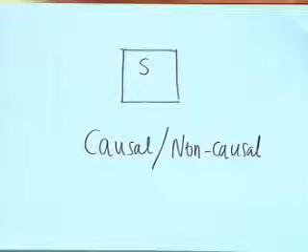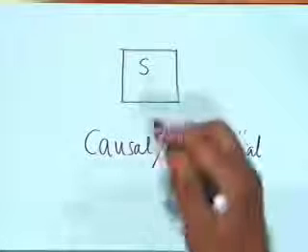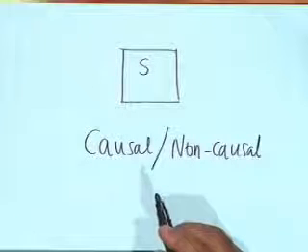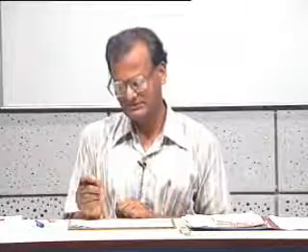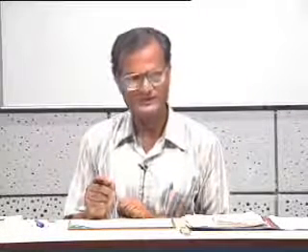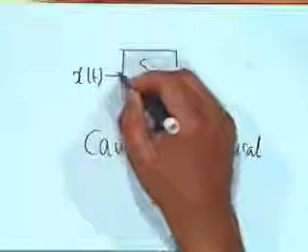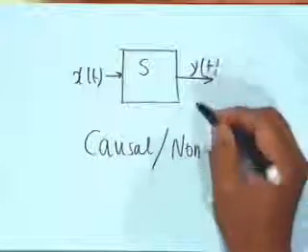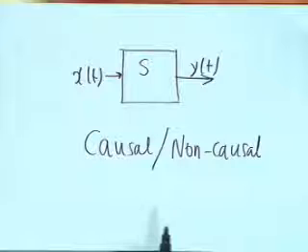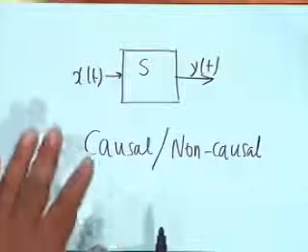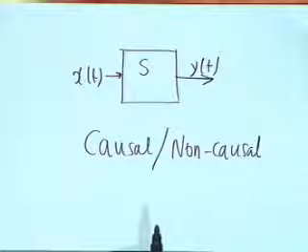Mark this carefully. Causal stands for non-anticipatory. That is, a system S is causal if its present output does not depend on any future input. That is, a system S is causal if its present output y of t is determined only by what is applied to it at the present moment and what has been applied to it in the past, but not what shall be applied to it in the future.